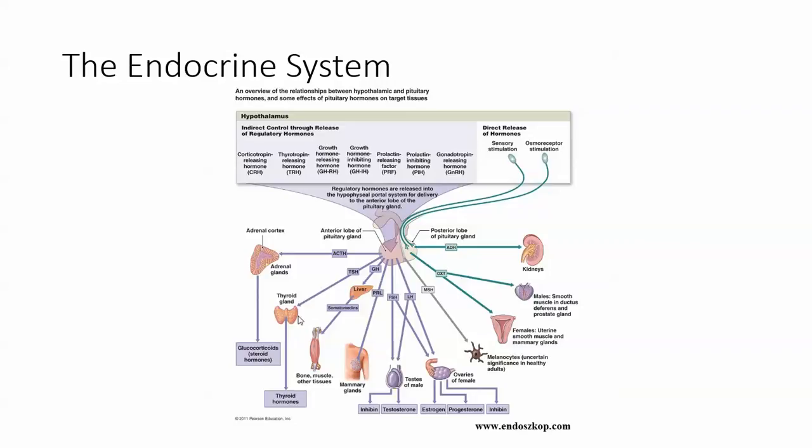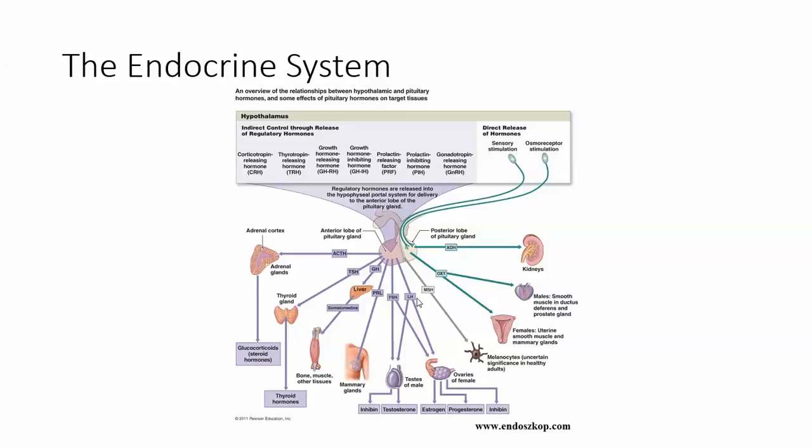TSH stimulates the thyroid to produce your thyroid hormones T3 and T4. Growth hormone stimulates the liver to produce the somatomedins, and then that has an effect on bone, muscle, and other tissue. Your prolactin has its effect on the mammary glands.